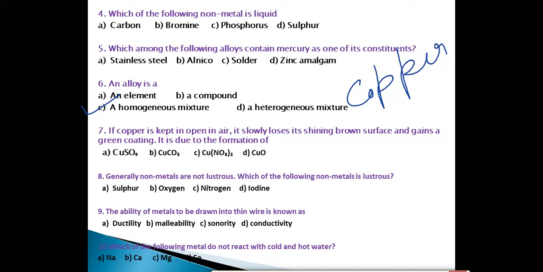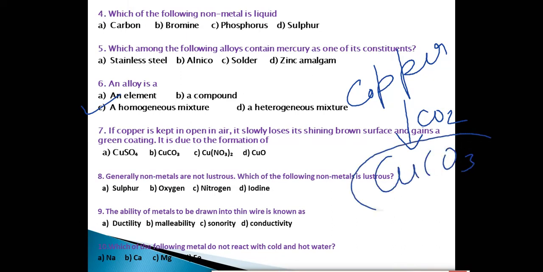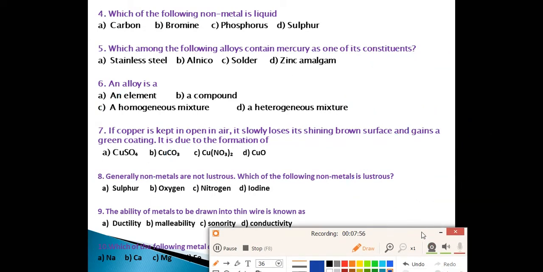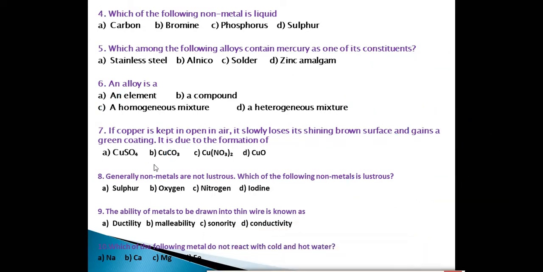Why does copper appear green after some time, or develop a green coating on its surface? Because copper will react with the carbon dioxide present in the atmosphere and will form copper carbonate, which gives a green coating on the surface of the copper. So our answer will be copper carbonate, CuCO3. So remember that copper develops a green coating because of the formation of copper carbonate. It will react with the carbon dioxide present in the atmosphere and will form copper carbonate.